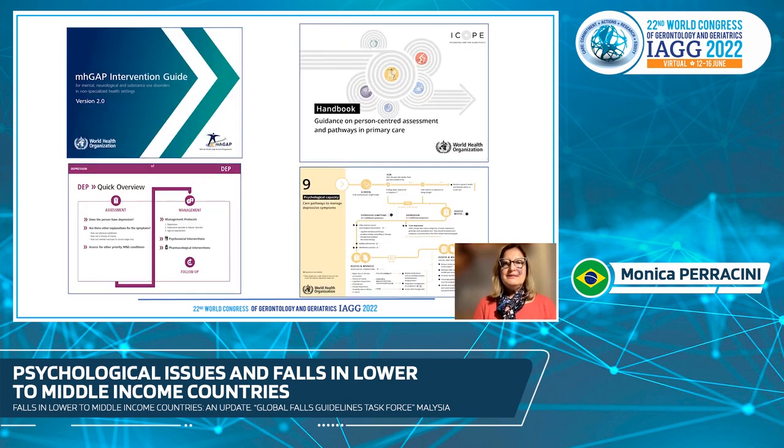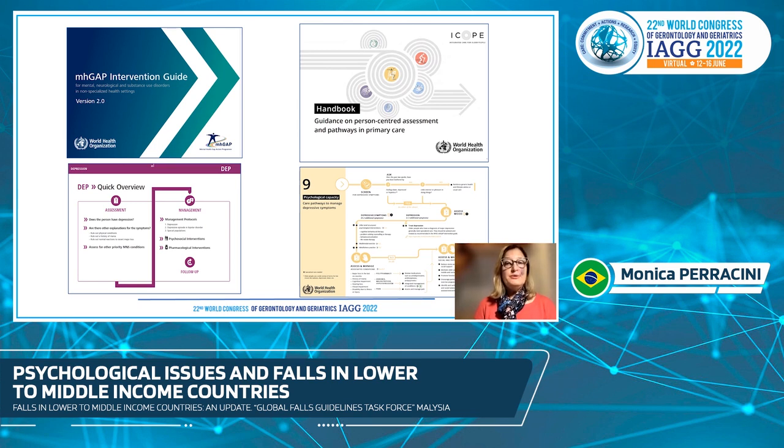I want to underline some possible challenges for screening, assessing, and managing depression as a risk factor for falls in low and middle income countries. Well, how to screen and assess depression or the presence of depressive symptoms? There are current WHO guidelines for managing depression. One of them is the mhGAP guideline, which is targeted to professionals in non-specialized care settings to help them identify and treat depression in the community.